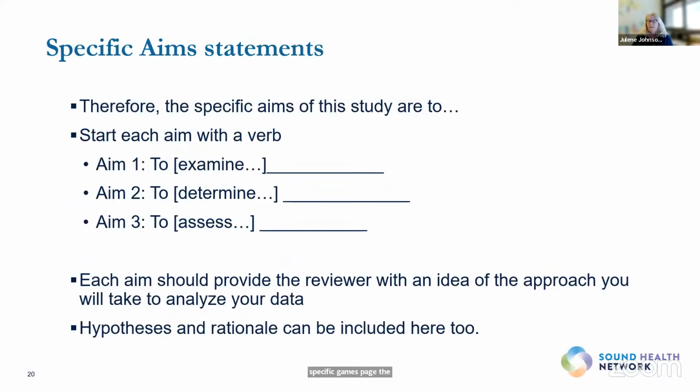The next section of the aims page is typically the specific aims statements. The text you wrote in the preceding paragraph should build up to the aim statements and flow naturally after the phrase, "Therefore, the specific aims of the study are to..." And then you can begin with a verb stem that is appropriate for your study. For example, to examine X or to assess Y. Each aim should provide the reviewer with an idea of the approach that you will take to analyze your data. And hypotheses and rationale can sometimes be included here too.